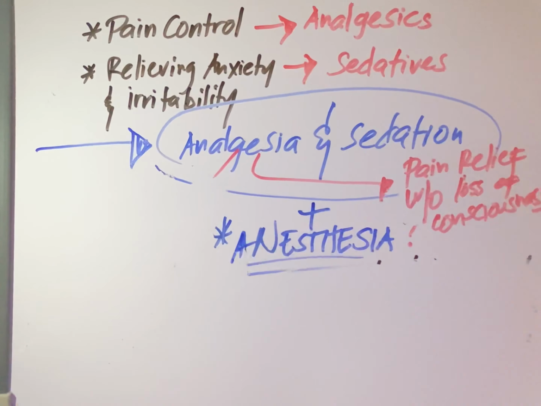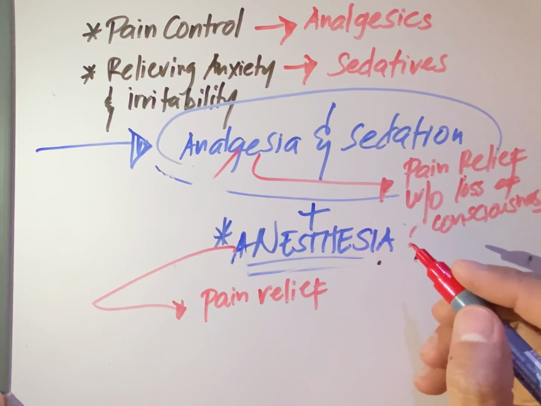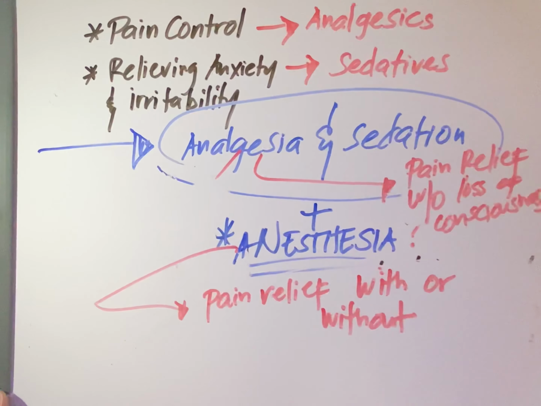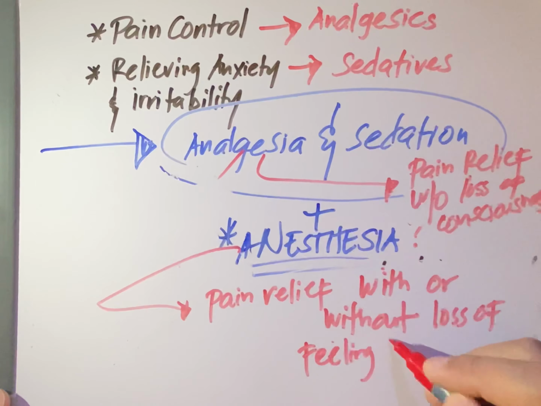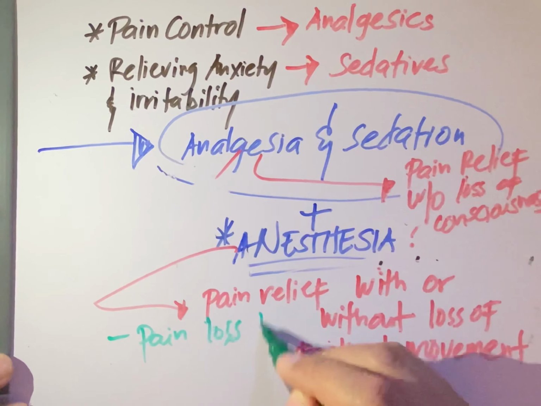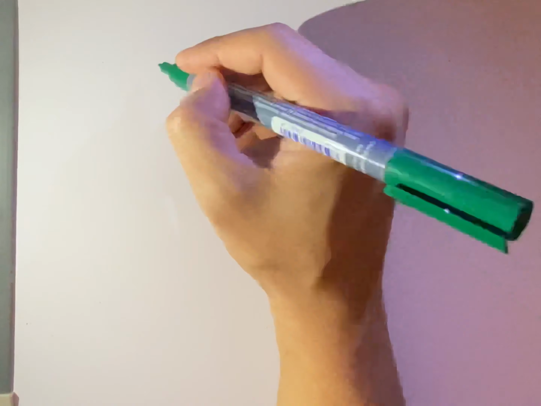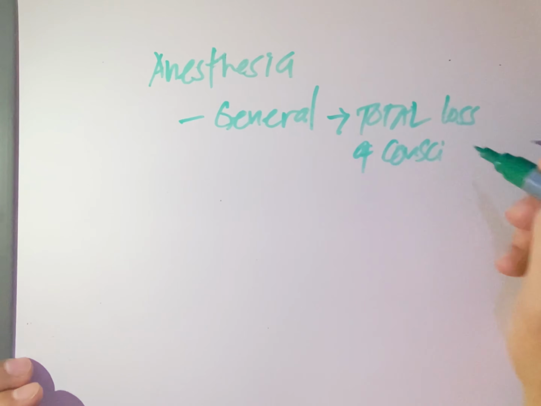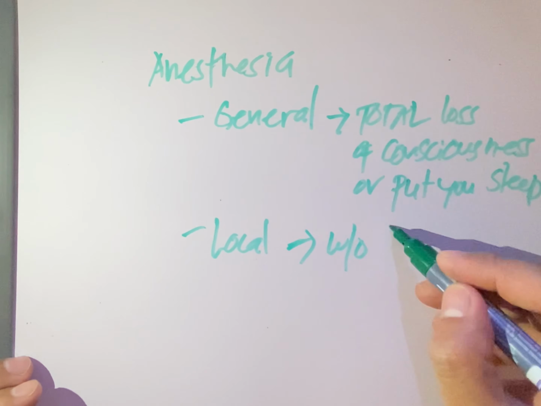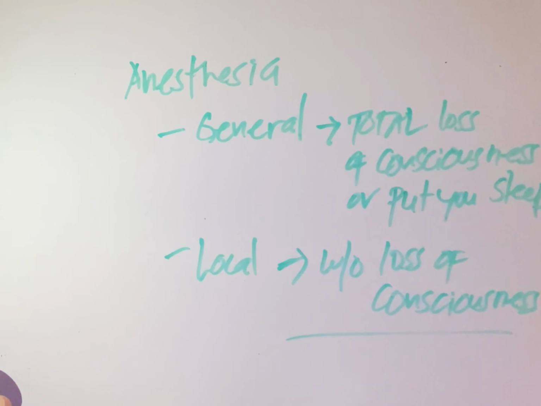Anesthesia, on the other hand, is defined as the loss of physical sensation with or without loss of consciousness. So, if with loss of consciousness, we call it general anesthesia, and without loss of consciousness, we call it local anesthesia.